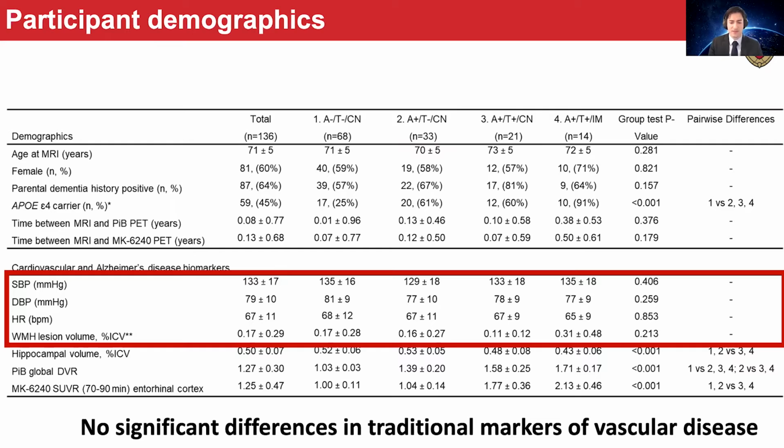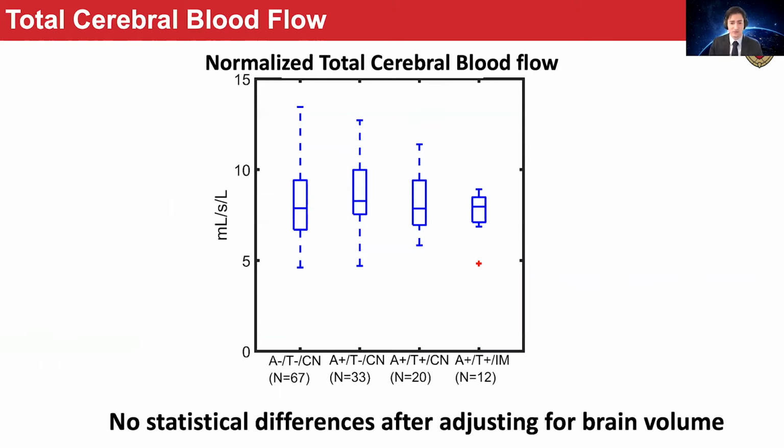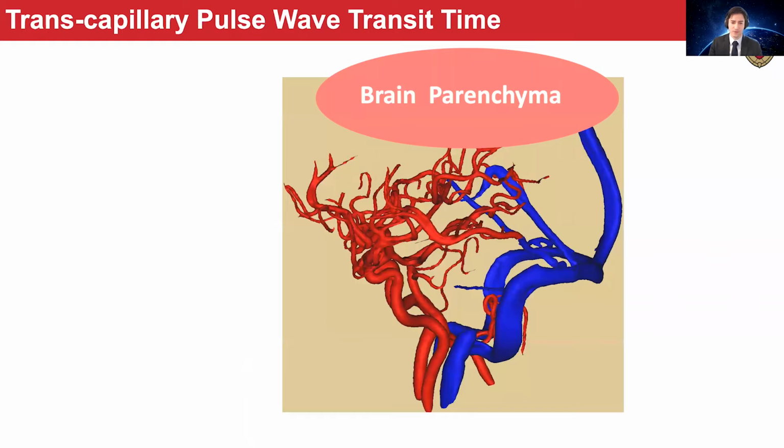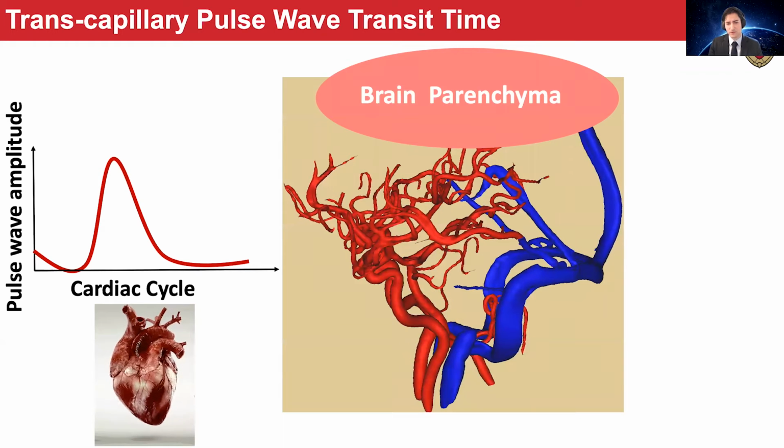Importantly, no significant differences were observed in traditional cardiovascular biomarkers, including blood pressure, heart rate, and white matter hyperintensities. Initial results showed total cerebral blood flow was independent of AD biomarker status once adjusted for brain volume. One thing that we can measure with 4D flow is the dynamic evolution of the cardiac pulse wave.